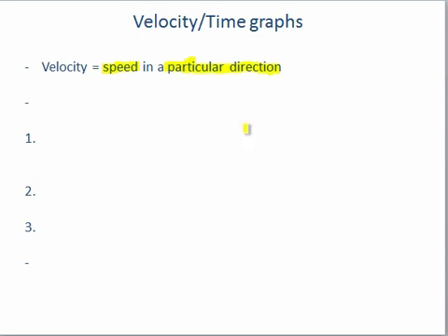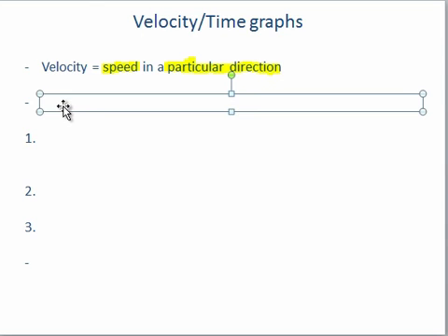So it's a slightly more useful term if you're thinking about, for example, a race. So you may well be travelling at a very fast speed, but if you're travelling in the wrong direction, then you're not going to win the race. That's the way I think about velocity. So when we're thinking about velocity, there's slight differences to speed.